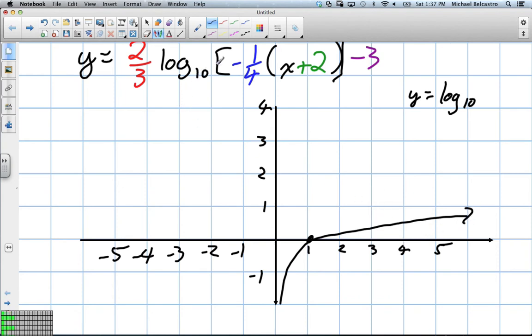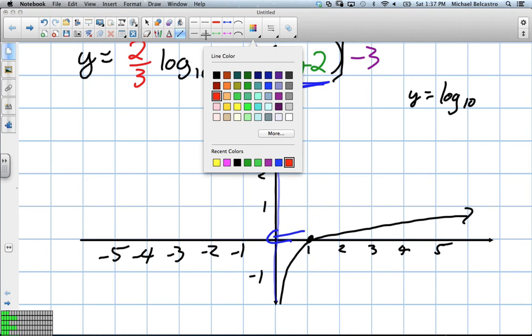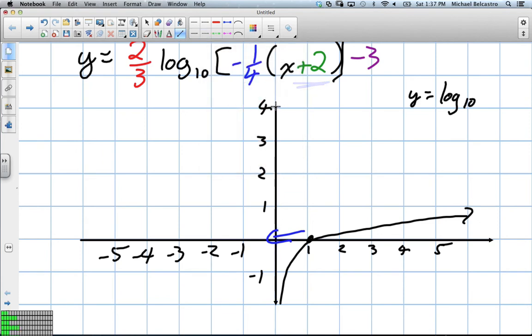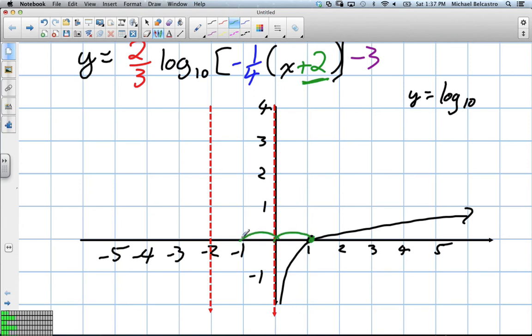Now, what's happening? First of all, our vertical asymptote has been shifted 2 to the left. Think of our vertical asymptote itself, which I'm going to put in red here. This vertical asymptote has to go over 2, so now it's at -2, which means our x-intercept, in green, has to move over 2 also, 1, 2 values. So our new x-intercept is at -1.